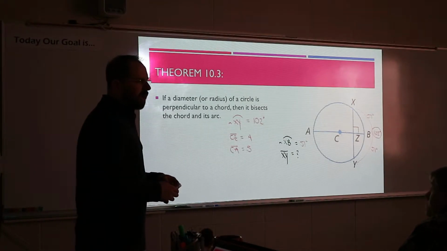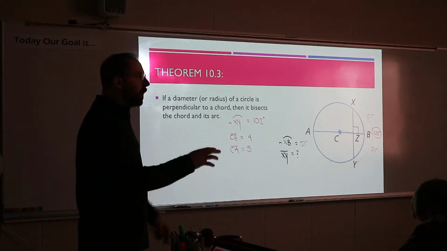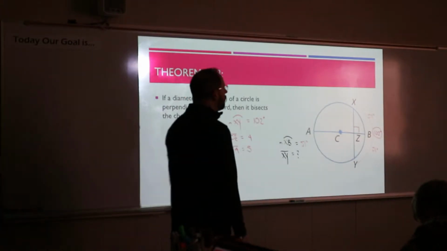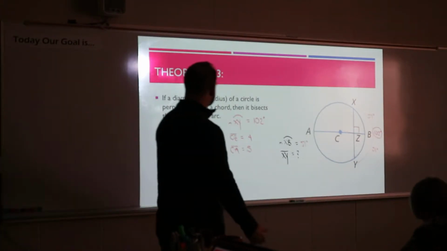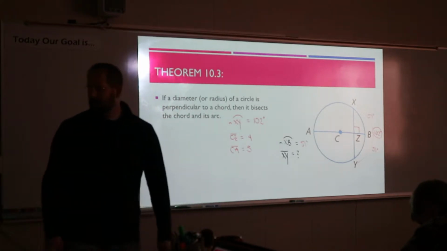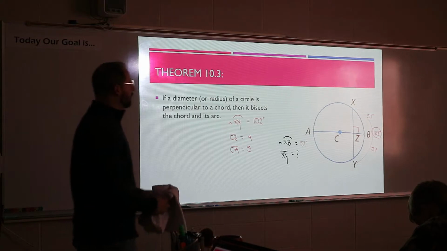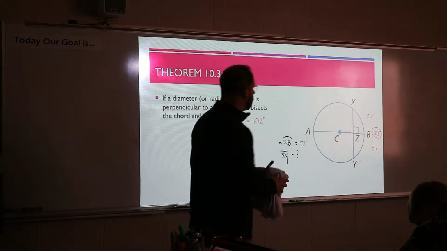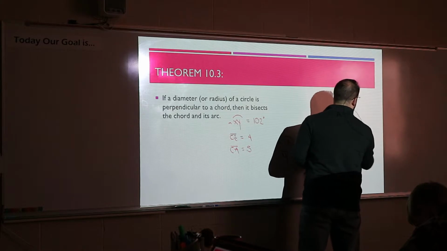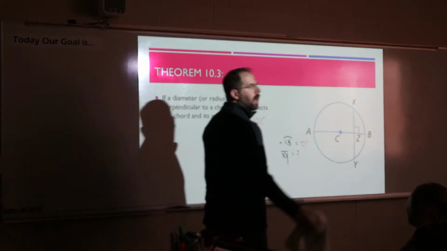Questions on the first part, how I got the 51? Again, knowing that it's perpendicular automatically cut that arc in half. So that was this part. The arc is bisected, so 102 split in pieces. Now, second part, this is the more difficult part. This is the part that most people struggle on. How do you find the length of X to Y?